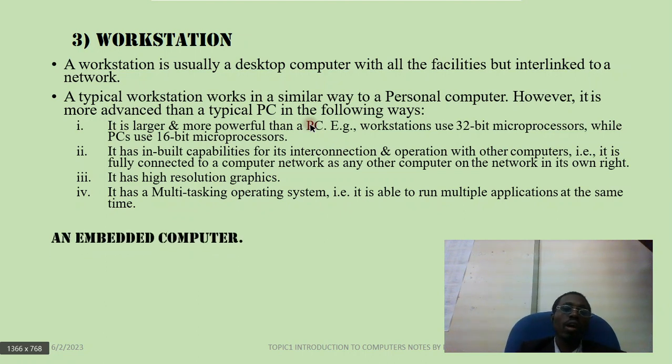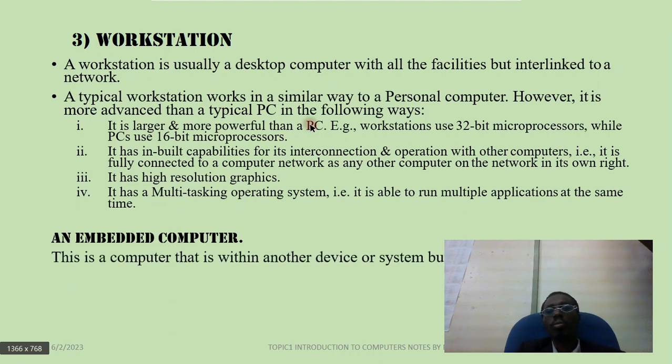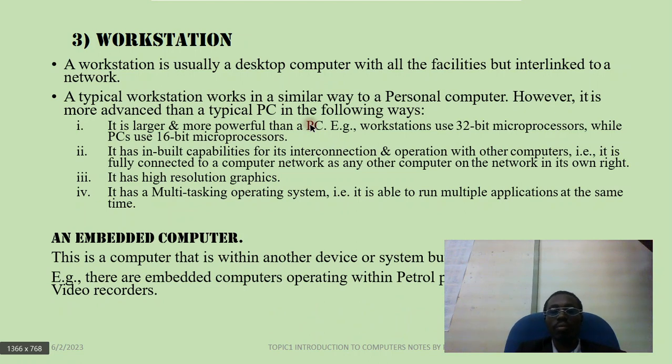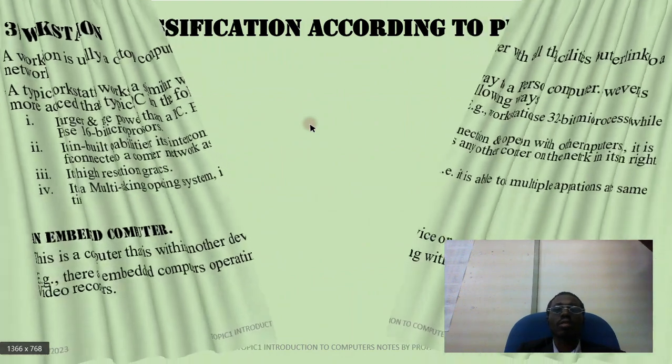Now, we also have what's called an embedded computer. This is a computer that is within another device or system, but it's not accessed directly. For example, the IoT systems, you know, they are embedded computers operating within petrol pumps. We have watches, we have cameras, and video recorders.